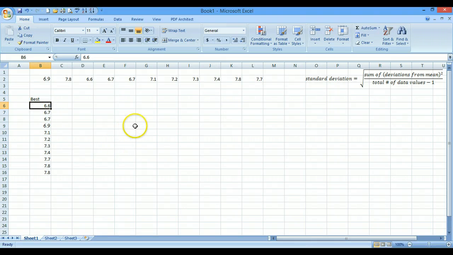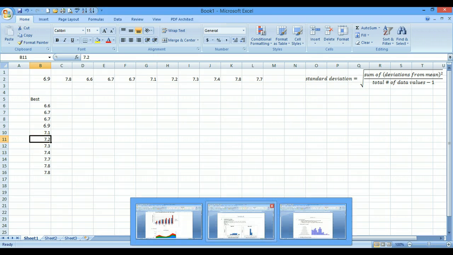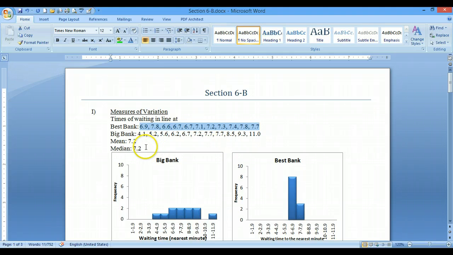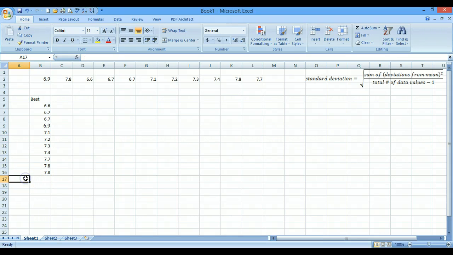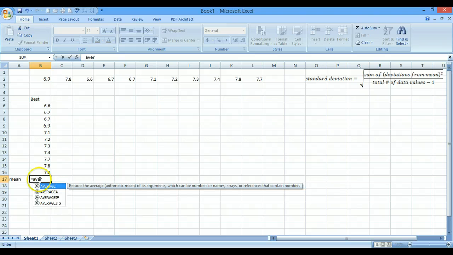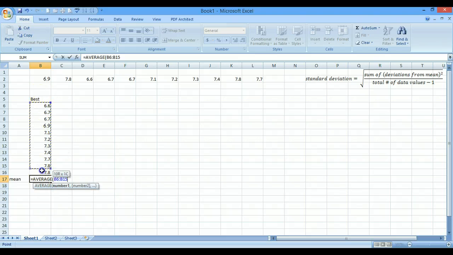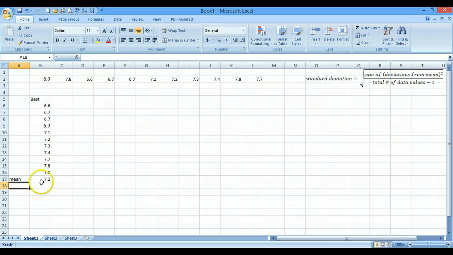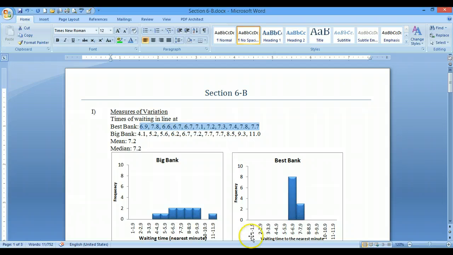So now my numbers are from small to large, and I can see that my median is 7.2, like is stated in our example, and the mean for both of these is 7.2, which we can also calculate in Microsoft Excel by doing equals average, tab, highlight my cells, and there we go, my average is 7.2, just to verify.